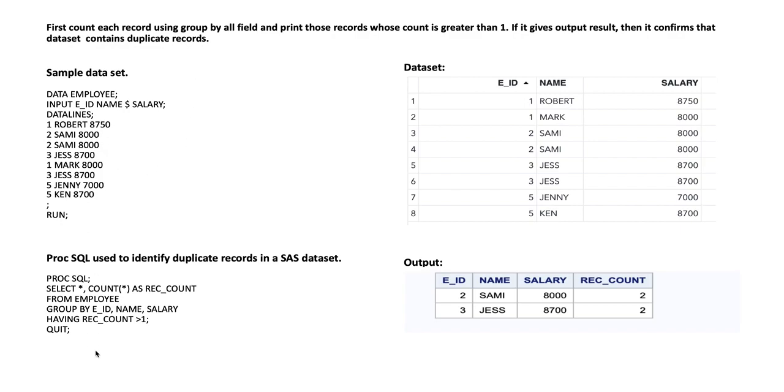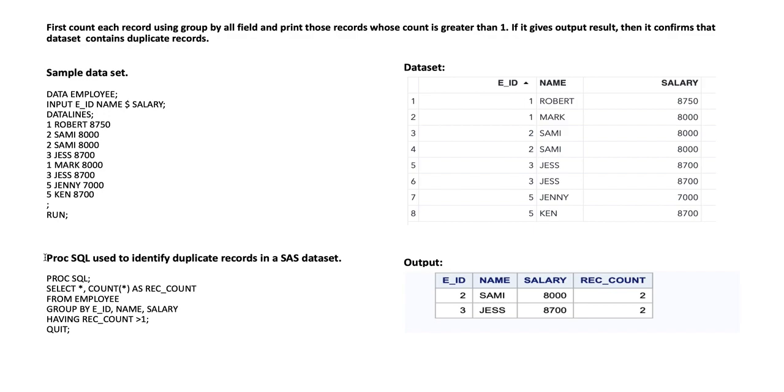We have two sets of code here. The first sample code creates the dataset only. That means the dataset name is employee. It has three fields: EID, name and salary. When we run this first code, the result is obtained on the right side of the window. It has 8 records and 3 fields.